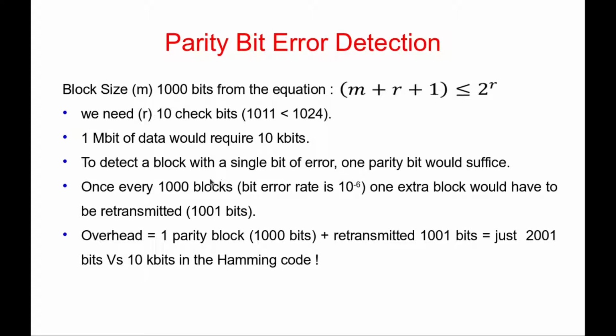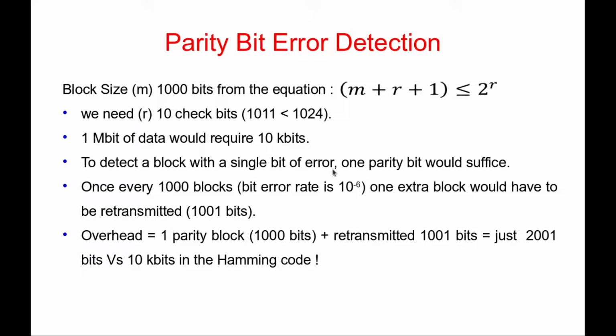What we have seen previously, with this relation, is that we need 10 check bits for a data size of 1000 bits. But had the situation been that there could have been only one single bit error, then we can also use a check bit of one single bit to detect that. Obviously, one parity bit would suffice.